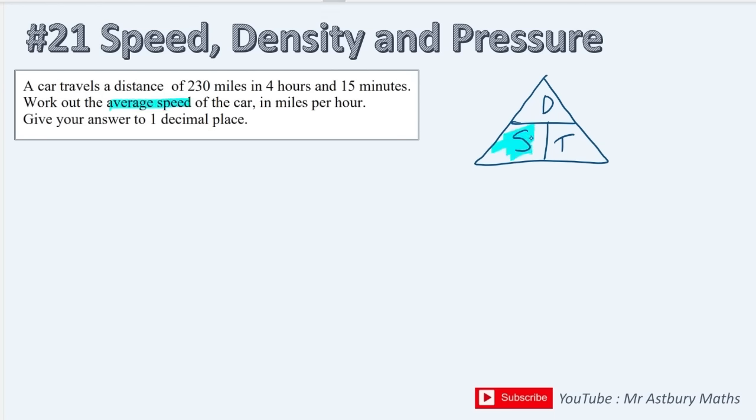I cover speed, which means I have to do distance divided by time, because D is on top of the T. So the speed is distance over time. The distance is 230. And the time is 4 hours 15 minutes, which is 4 hours and a quarter of an hour. So it's 4.25 is what I need to type in. This gives me 54.1 to one decimal place.